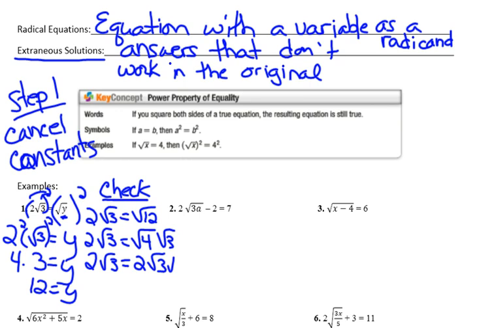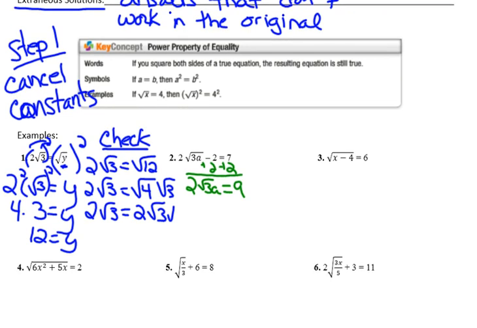I have to get rid of the 2 first, right? So I'm going to add 2 to both sides. So I have 2 radical 3a equals 9. Now, because the 2 is not underneath the radical sign, I need to divide by 2, and I'm going to keep it as a fraction. So this is really the square root of 3a equals 9 over 2.